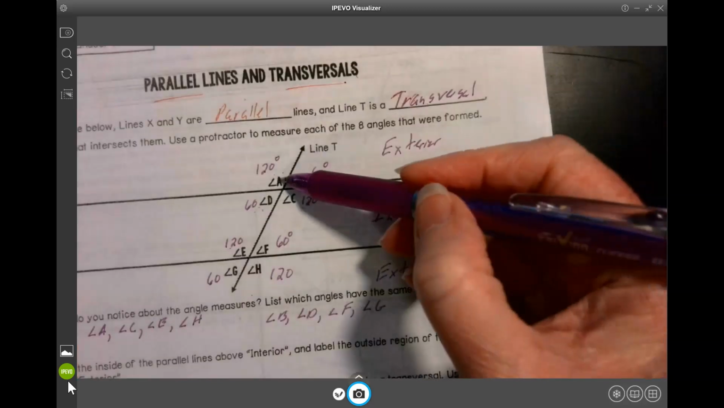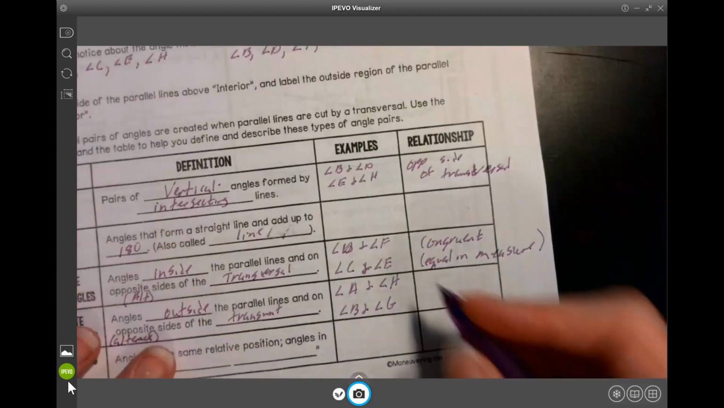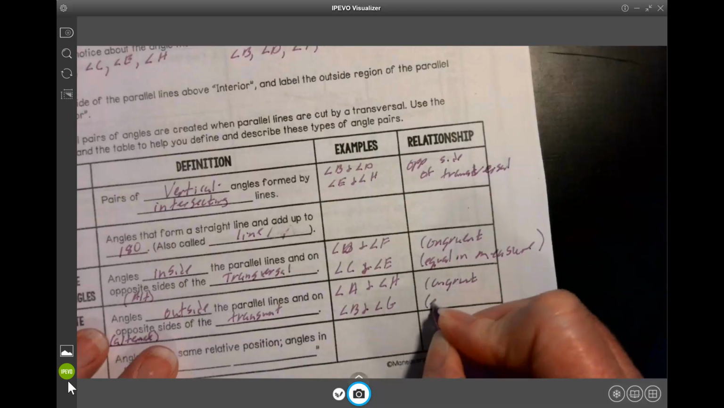Now look at their measures. Angle A and angle H, 120. Angle B and angle G, 60. Okay, so these are also congruent. So they're equal in measure.